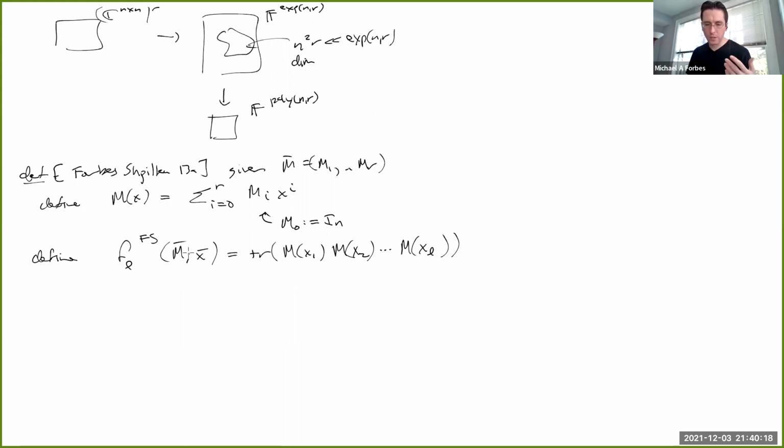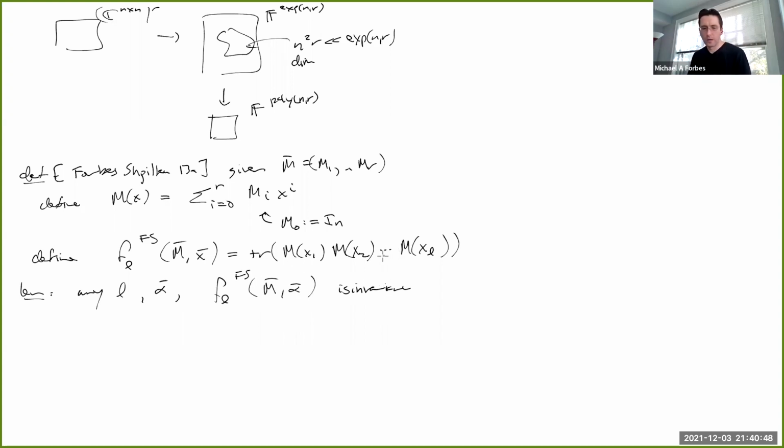And what's the structure of this? Why is this interesting? Well, for any L and evaluation point alpha, we could evaluate this polynomial at alpha. We take x and evaluate it at alpha, and so now this is a polynomial in M alone. And if you think about it, this is an invariant under simultaneous conjugation, because we basically just have a bunch of traces.